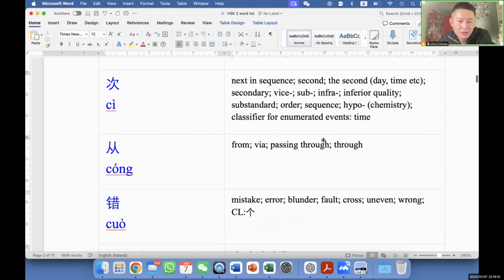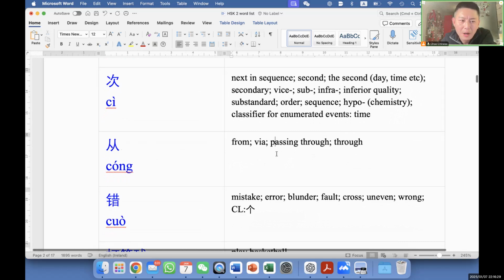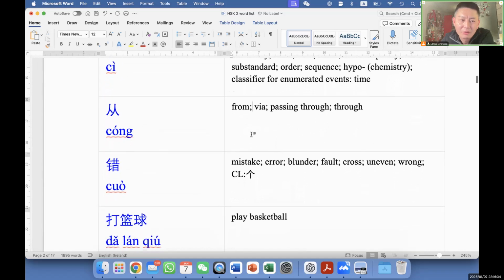And 从, from. There's two people there. Maybe the first person is from the second person. Maybe that's what it means. Through, or you have to pass through them. I don't know. But it sort of makes some sort of sense.